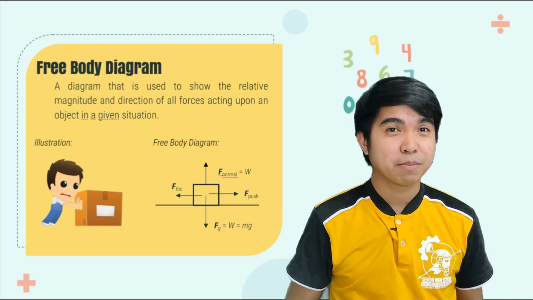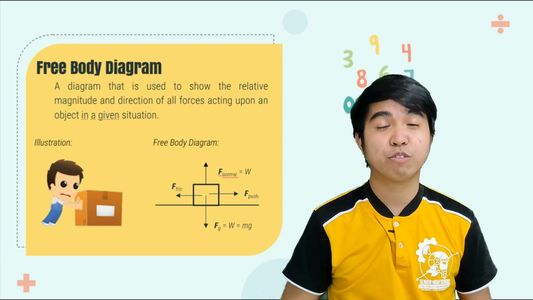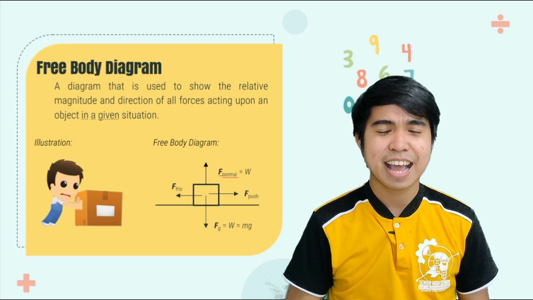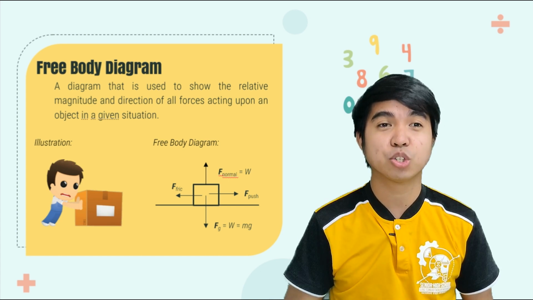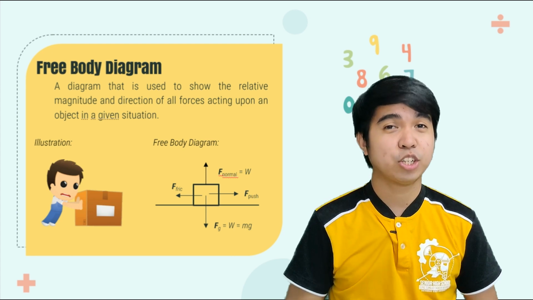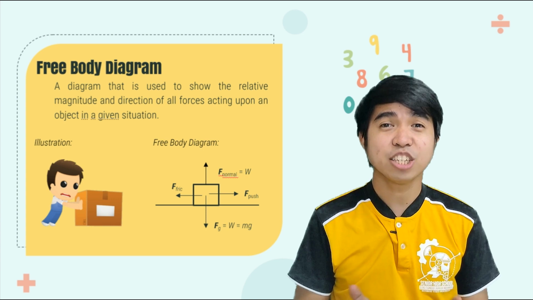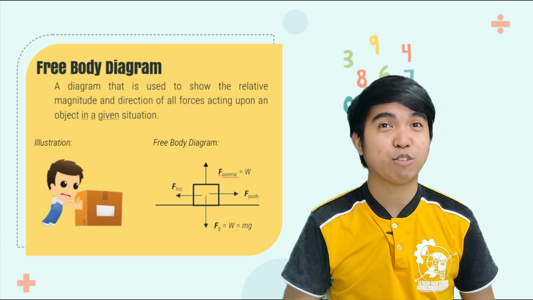Free body diagrams are diagrams used to show the relative magnitude and direction of all forces acting upon an object in a given situation. The size of the arrow in a free body diagram reflects the magnitude of the force. The direction of the arrow shows the direction that the force is acting. Each force arrow in the diagram is labeled to indicate the exact type of force.